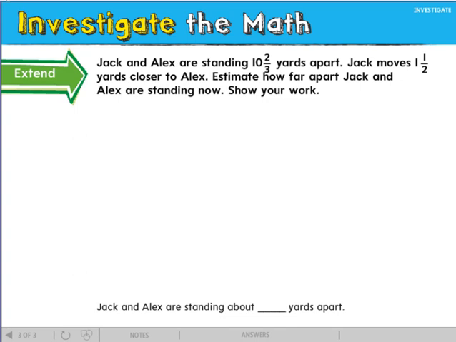Let's do a word problem. Jack and Alex are standing 10 2/3 yards apart. Jack moves 1.5 yards closer to Alex. Estimate how far apart Jack and Alex are standing now. Show your work. Okay, on your whiteboards, get started.